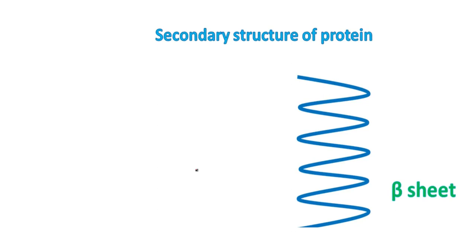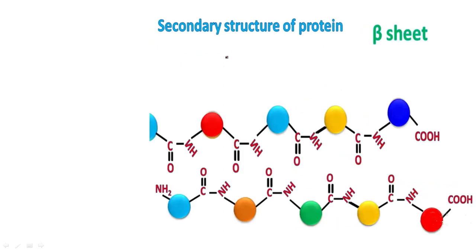Another form in which the secondary structure of protein exists is the beta sheets. You can see how these are arranging themselves. This is the primary structure, and this is how it is arranging. There are two forms of the beta sheets: either they may exist in parallel or anti-parallel forms. Both have different stabilizing action.